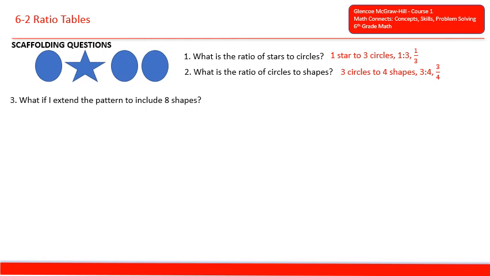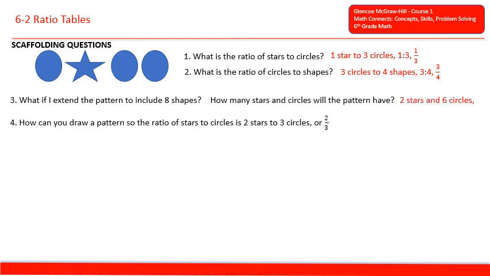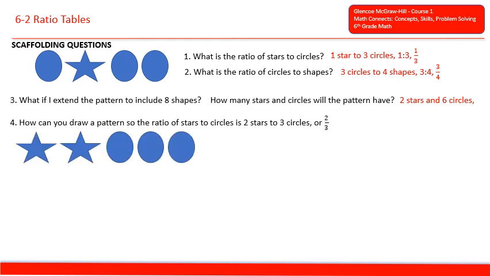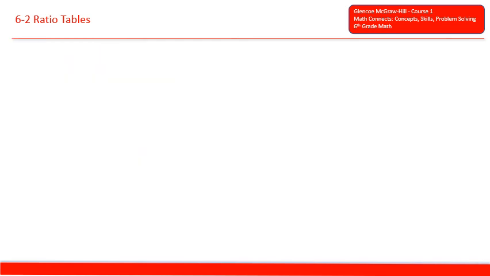What if I extend the pattern to include 8 shapes? How many stars and circles will the pattern have? 2 stars and 6 circles. How can you draw a pattern so the ratio of stars to circles is 2 stars to 3 circles, or 2 to 3? We have 2 stars and 3 circles.